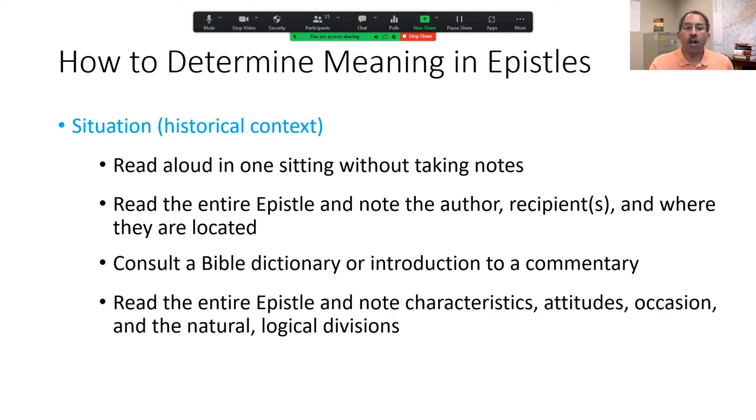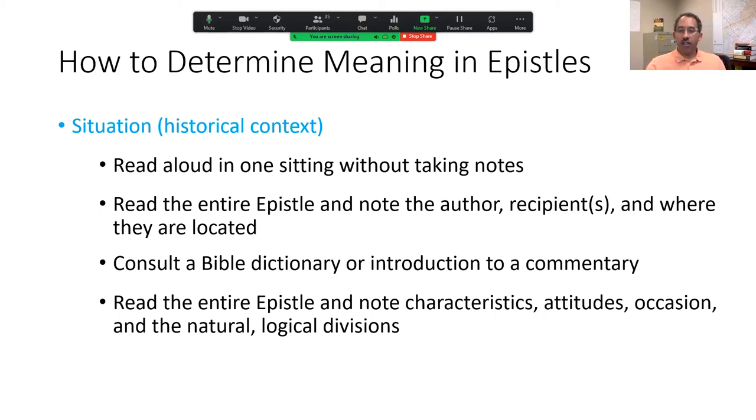The third thing you want to do, I'm sorry, the fourth thing you really want to do is to read the entire epistle and note some things a little more in depth. What are some of the characteristics of the author and the recipients? What are some of their attitudes? What's the occasion? Sometimes you can pick up why an epistle writer is writing.